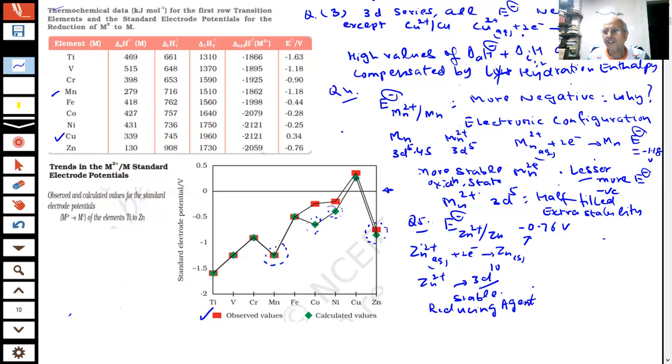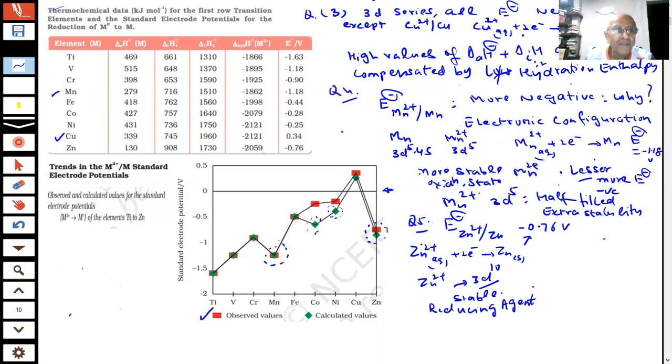My answer is correct in the paper. Got my point? Yes, sir. Why does zinc act as a reducing agent? Because the standard electrode potential of zinc is negative, minus 0.76 volt. Therefore, it is a good reducing agent. All right, student. This is answered now. Let me see the nickel.